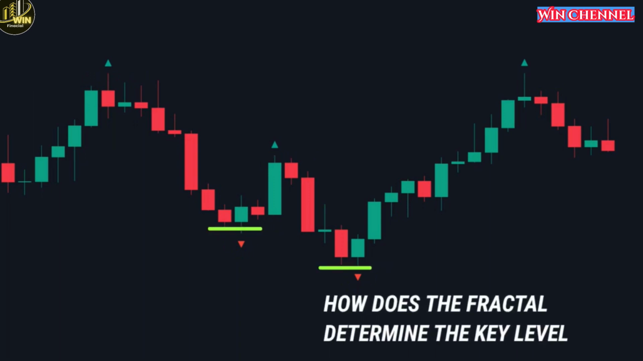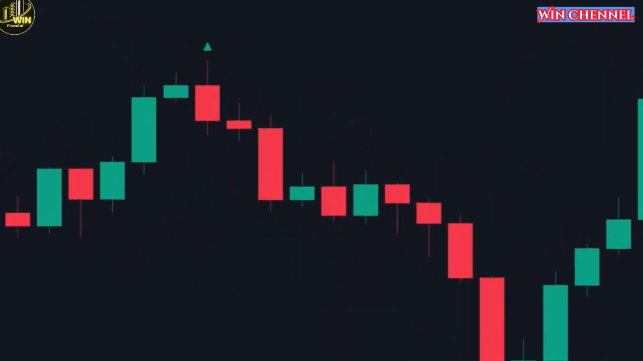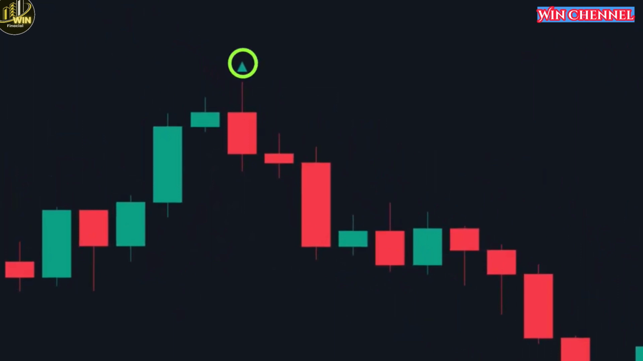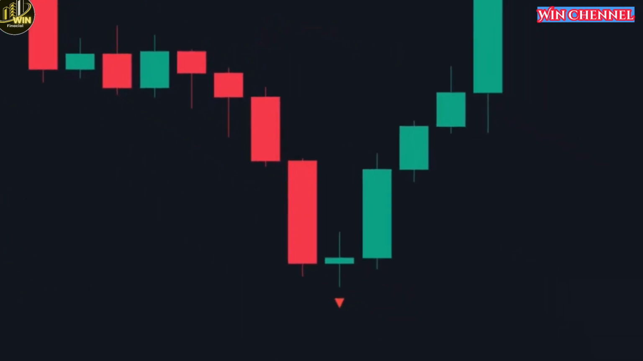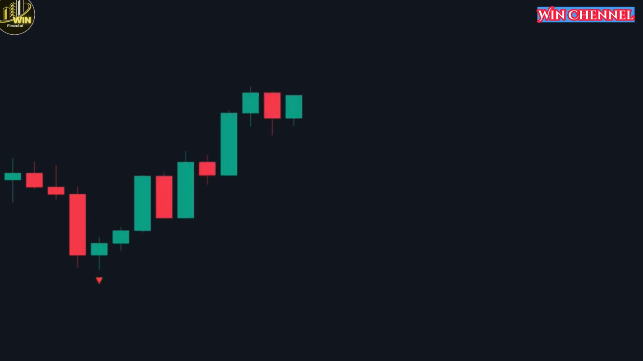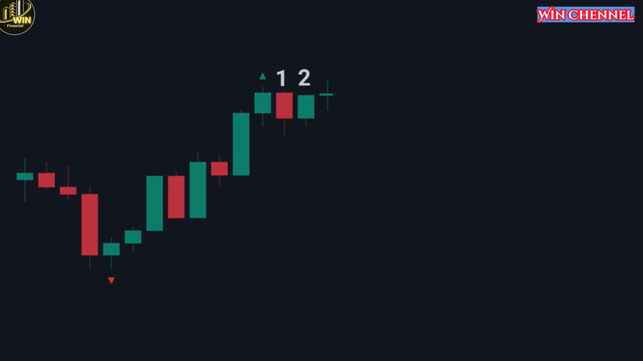So how does the fractal determine the key levels? Basically, a top fractal will appear if the other four candles on the sides don't overlap the highs of the middle candle. And a bottom fractal will appear if the other four candles on the sides don't overlap the lows of the middle candle. So that is why, if you look at the price in real time, a fractal will only appear two candles after they were closed.